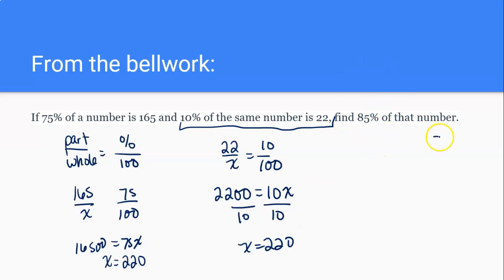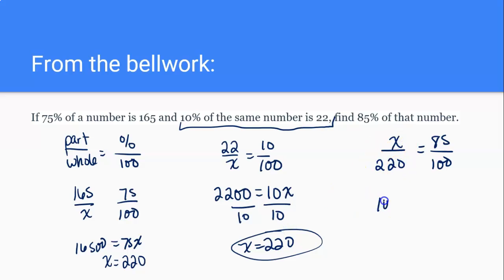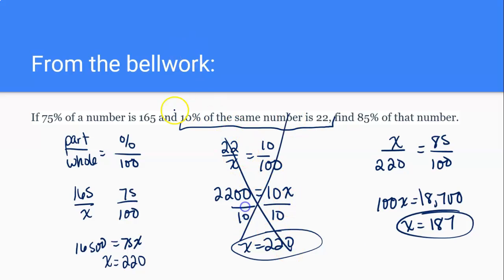And then I need to find 85%. So part over whole equals percent over 100. I'm finding 85% of this number, so this is the whole. So we get 100x equals 85 times 220. So that equals 18,700. Divide both sides by 100, and I get 187. So again, this step was unnecessary. I could get the information I needed from this first piece and then move straight on to the last step.